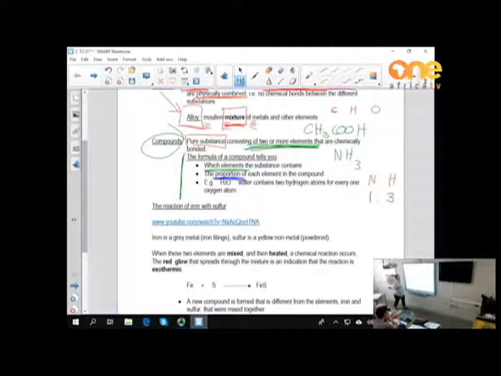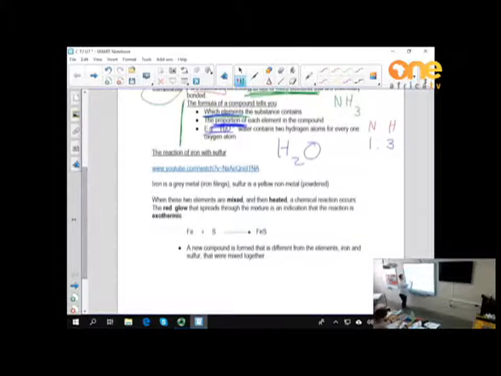And then just an example here, water, H2O. We know which elements, hydrogen and oxygen. We know the proportion. Well, it's 2 hydrogens for every 1 oxygen. That then is about the formula of a compound.